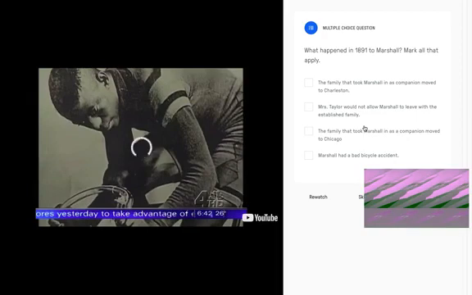Mark all that apply. A, the family took Marshall as a companion and moved to Charleston. B, Mrs. Taylor would not allow Marshall to leave with the established family. C, the family took Marshall in as a companion, moved to Chicago. Or D, Marshall had a bad cycling accident.